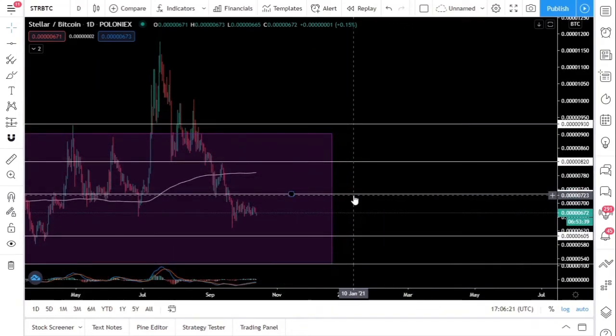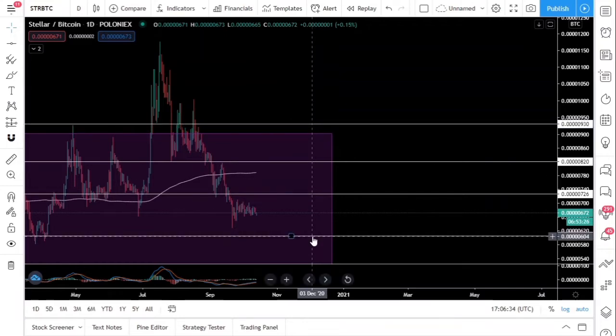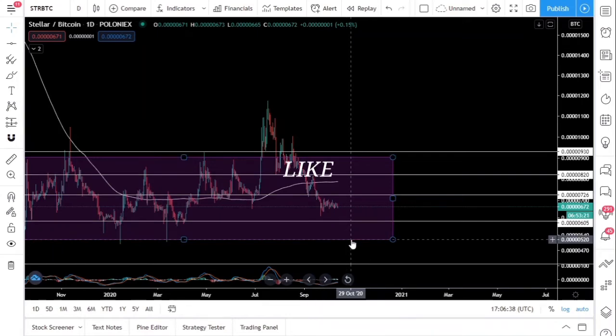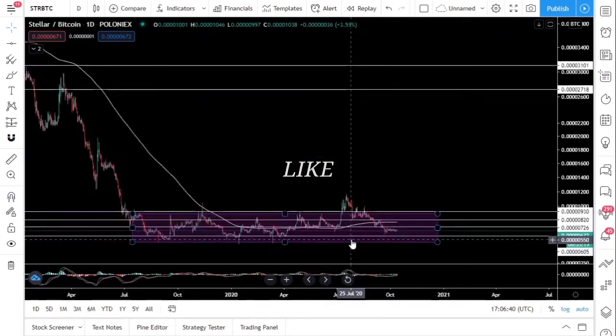So the next target is 723 sats, followed by 820 sats, and if everything goes well, we might touch 930 sats. Interestingly, 930 sats is the monthly resistance level. It is very crucial that we flip it. Once we flip it, the mega bull run will start.